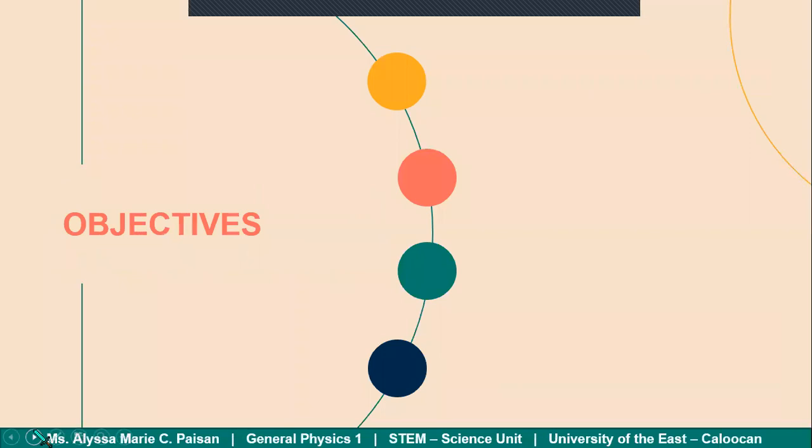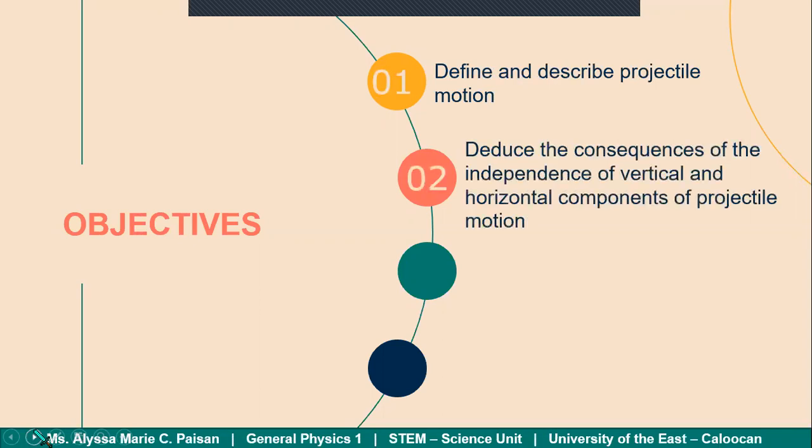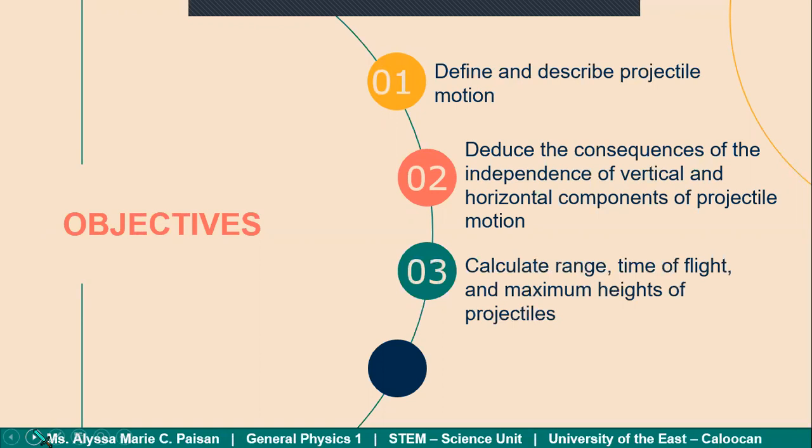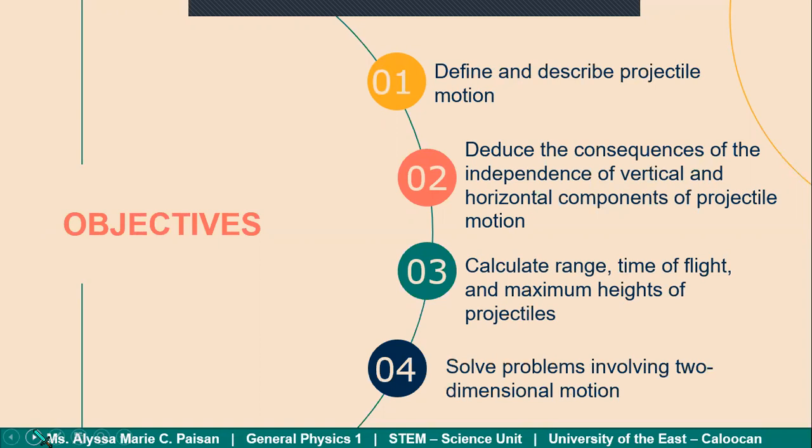Here are the objectives for this lesson. We have number 1, define and describe projectile motion. Number 2, deduce the consequences of the independence of vertical and horizontal components of projectile motion. Number 3, calculate range, time of flight, and maximum heights of projectiles. And number 4, solve problems involving two-dimensional motion.